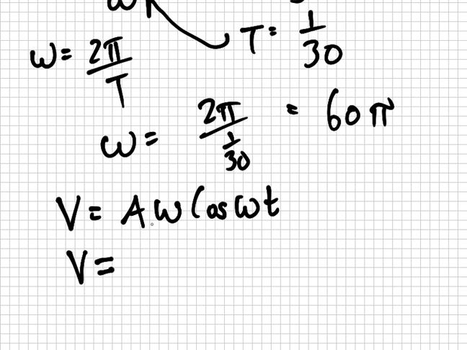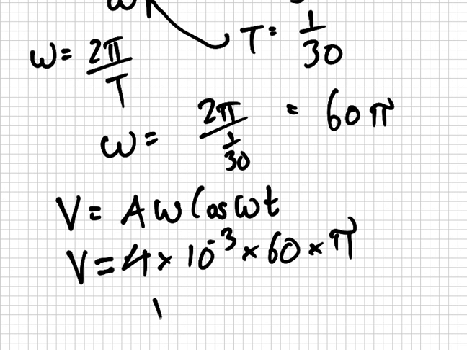So if I put t as 0, what's cos 0? 1. So I'm just left with A omega. And what was A? 4 meters is 4 times 10 to the minus 3, and then omega was 60 pi. Okay, what does this equal?